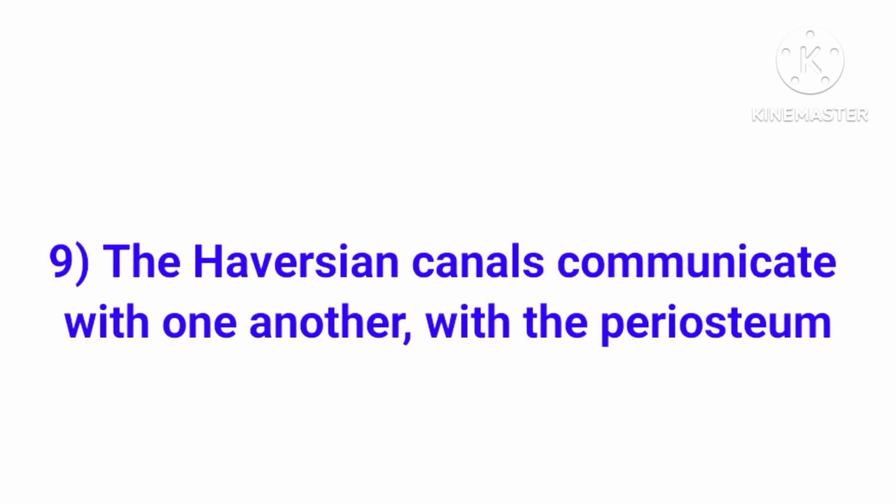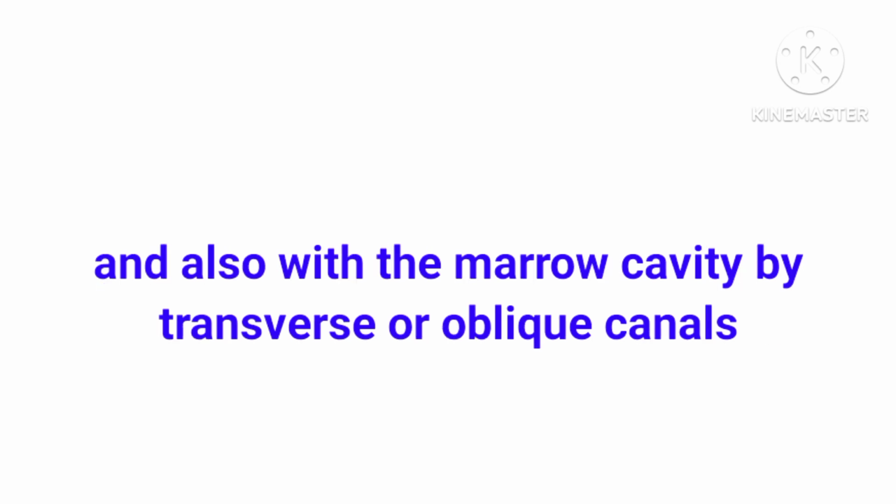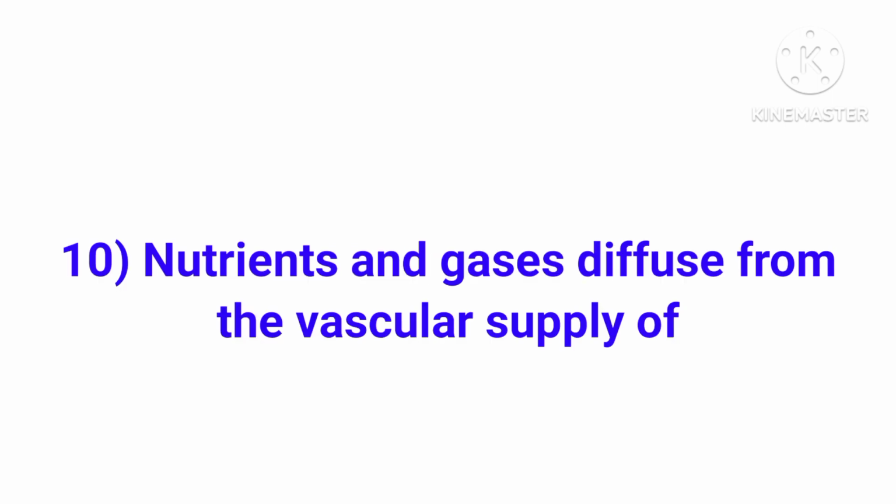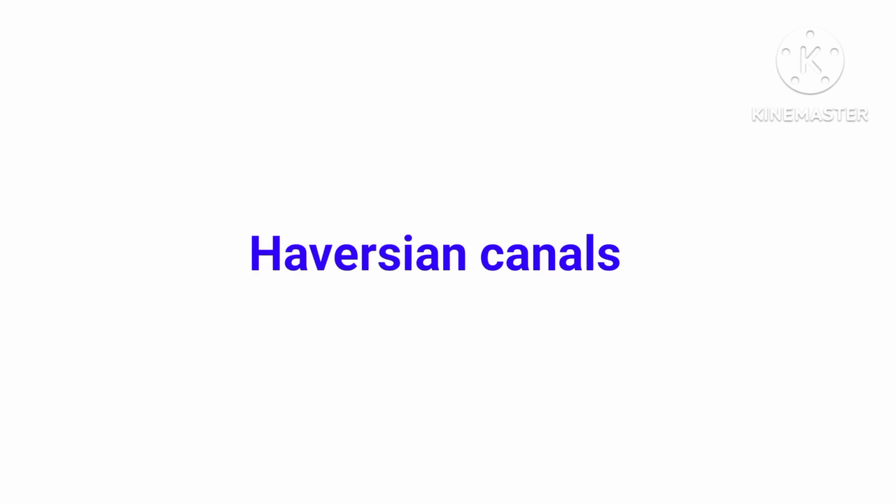The Haversian canals communicate with one another, with the periosteum and also with the marrow cavity by transverse or oblique canals called Volkmann's canals. Nutrients and gases diffuse from the vascular supply of Haversian canals.